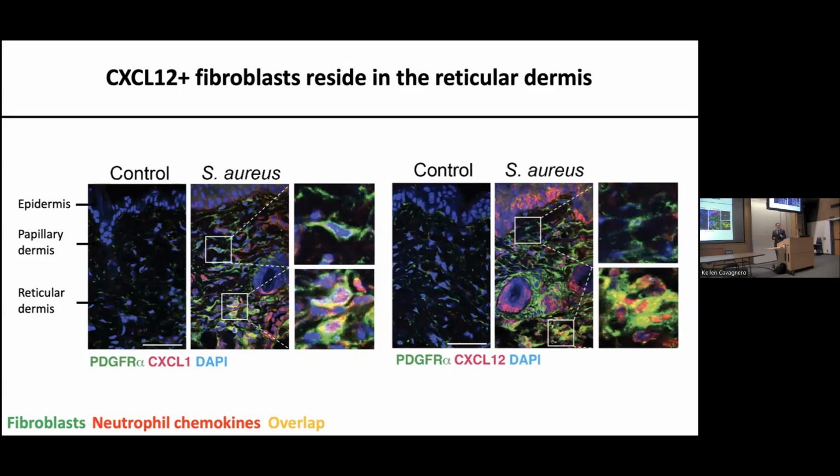But this is specifically found in the fibroblasts in the deeper reticular dermis, not in the fibroblasts in the more shallow papillary dermis closer to the epidermis and keratinocytes. So these data validate our single cell findings of specific fibroblast subsets that talk to neutrophils and further demonstrate that the CXCL12 positive subsets that do talk to neutrophils occupy a unique spatial niche in the deep reticular dermis.